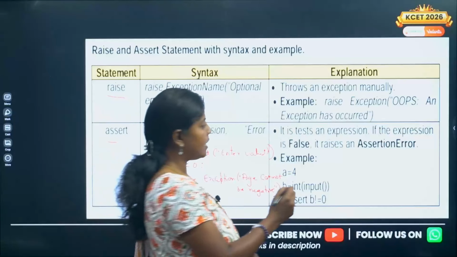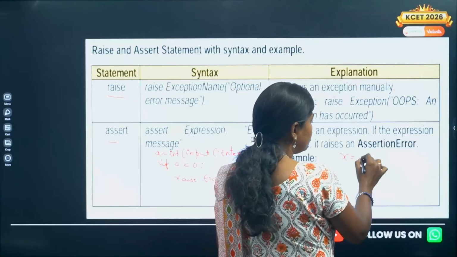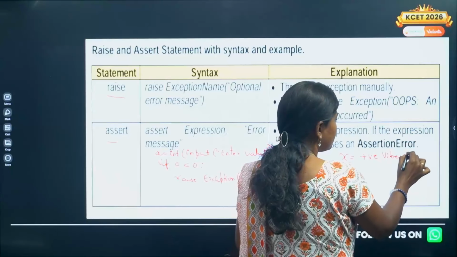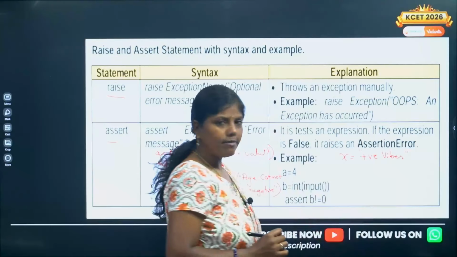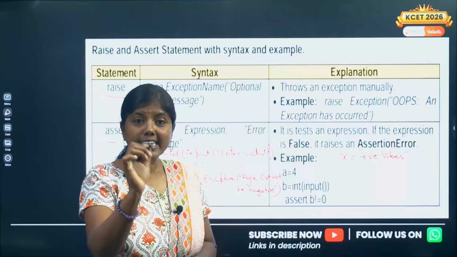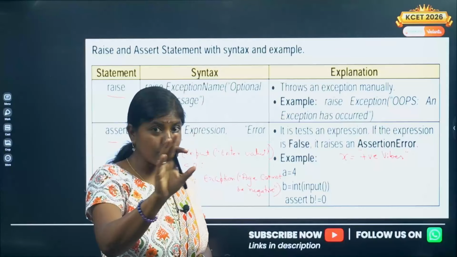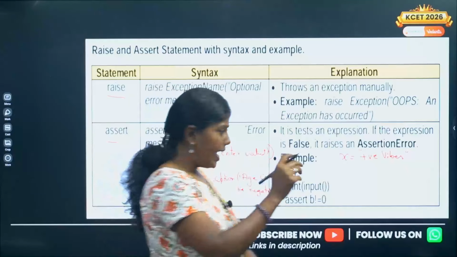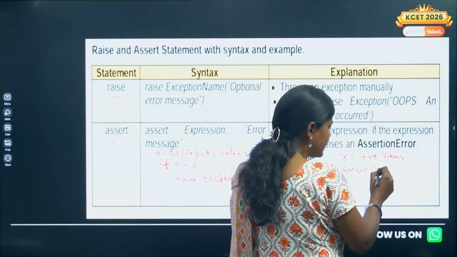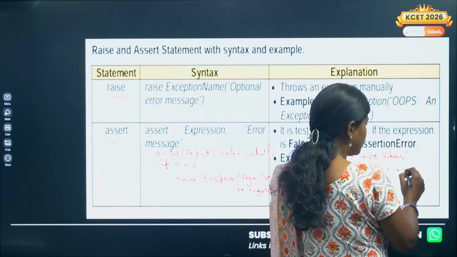So let's take an example. I'm going to take x equals to positive vibes. That means it is basically a string being stored in x. It is not comparing, it is being stored here. And I'm going to check assert x equal to positive vibes.